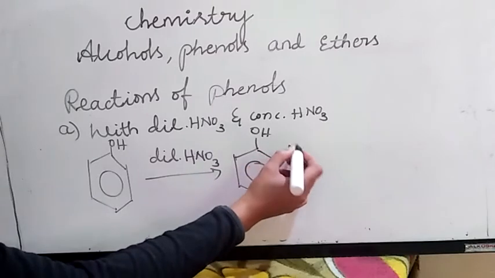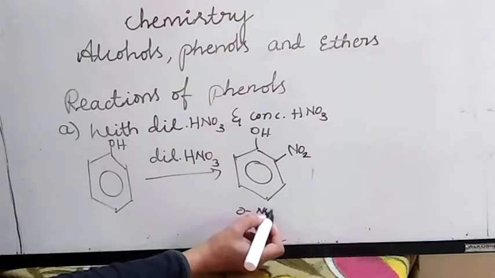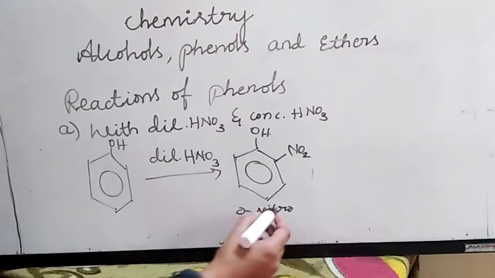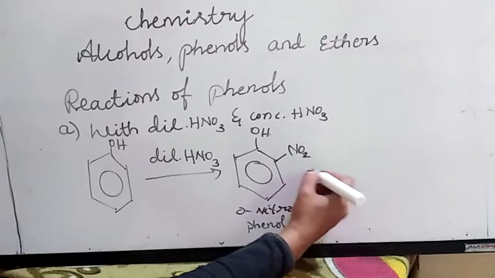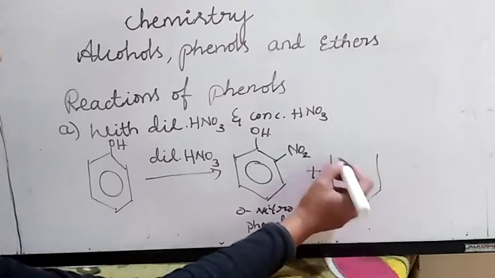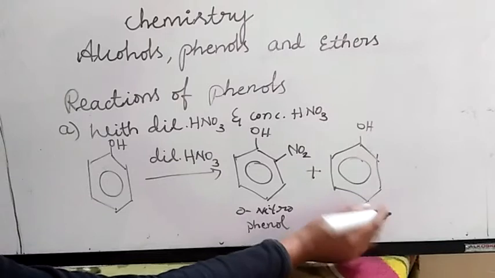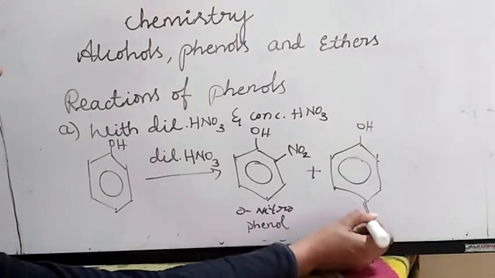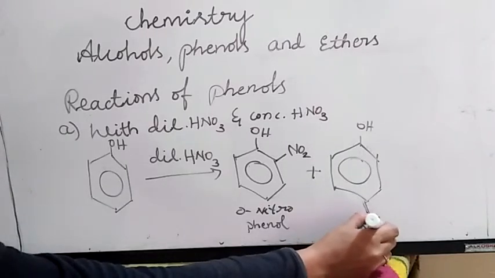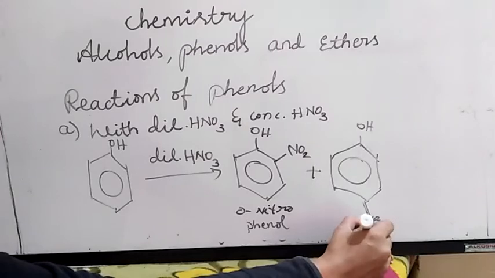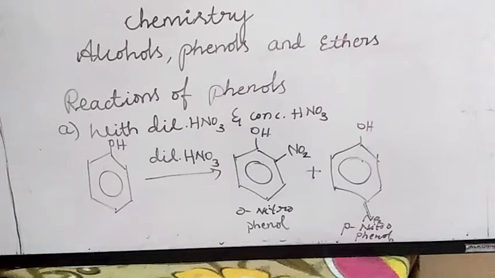This is ortho. Ortho means the NO2 group is at the ortho position. This is ortho nitrophenol. The second one is para nitrophenol. You can write, instead of a ring, alternate single and double bonds. This is para nitrophenol.